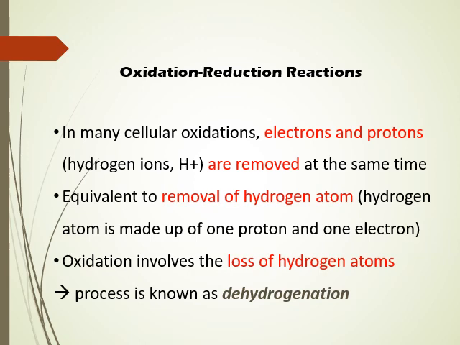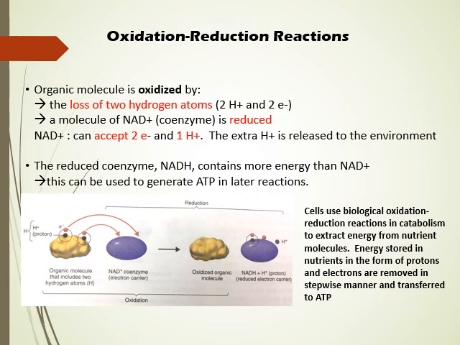For example, NADH becomes NAD. So it's a removal of the hydrogen atom from the NADH. Oxidation involves the loss of hydrogen atoms. So NADH becoming NAD is an oxidation process. This is also known as dehydrogenation.